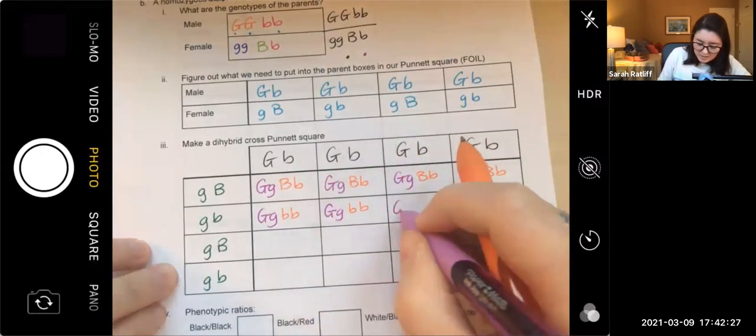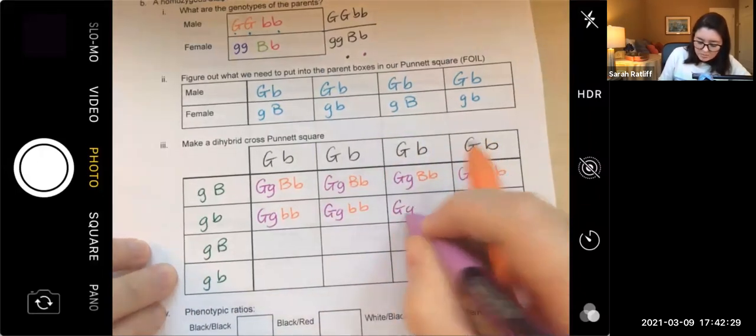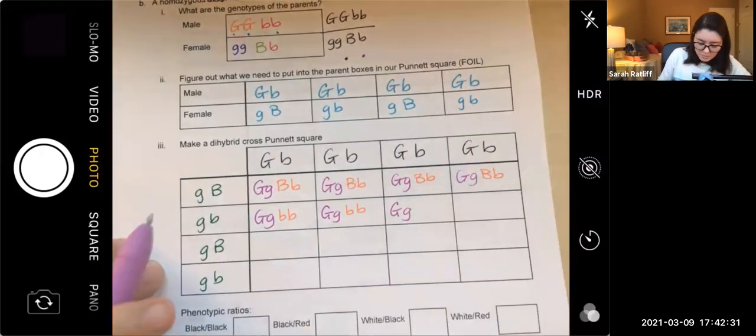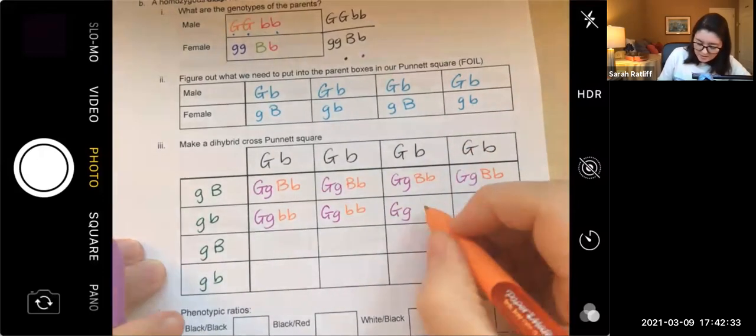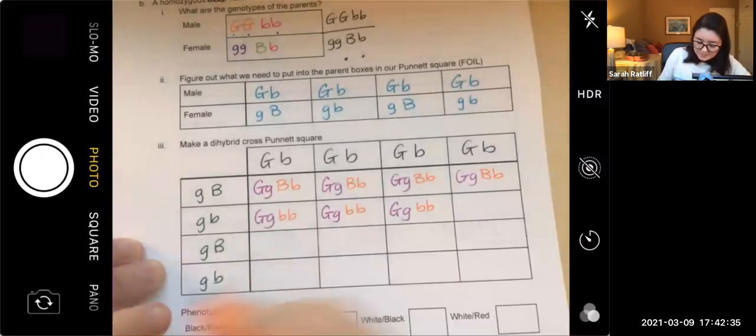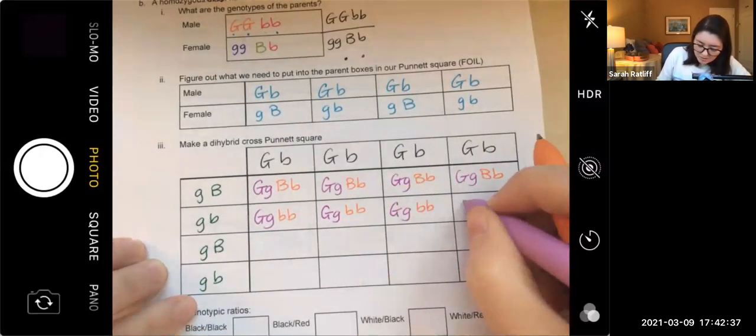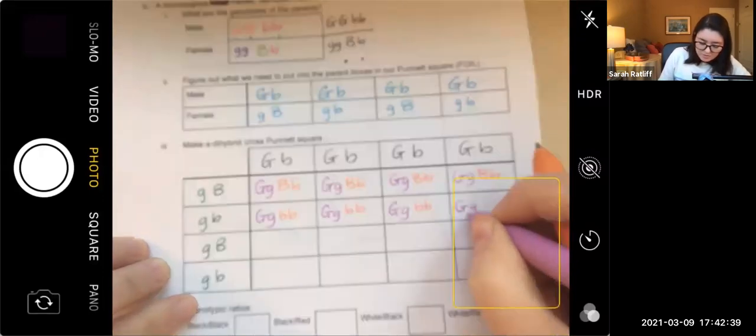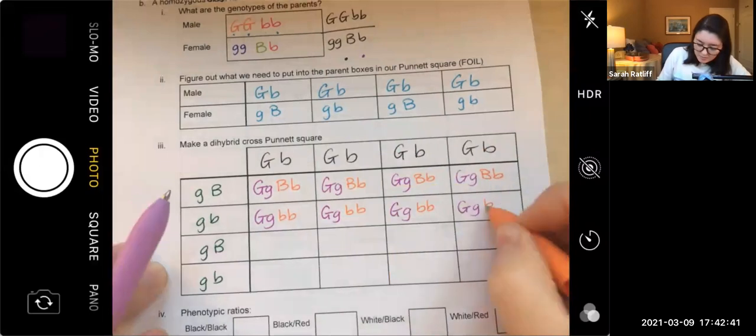Big G from dad, little g from mom, little b from mom and dad. These pens are weird. They're not rolling smoothly. Big G from dad, little g from mom, little b from each parent.